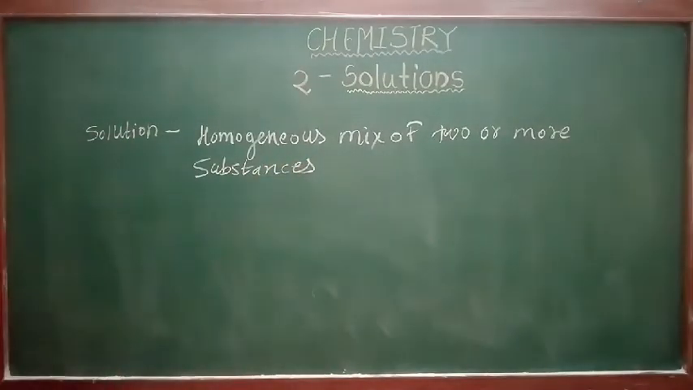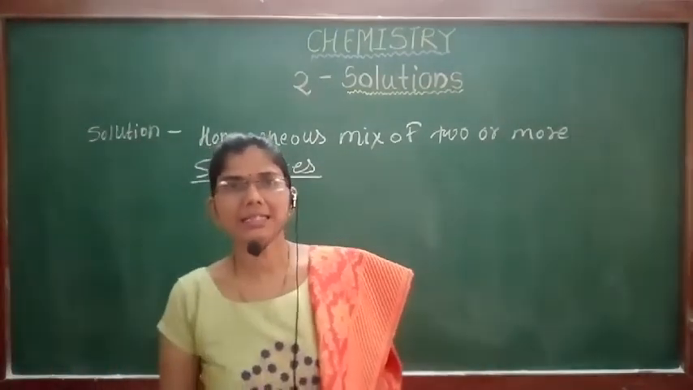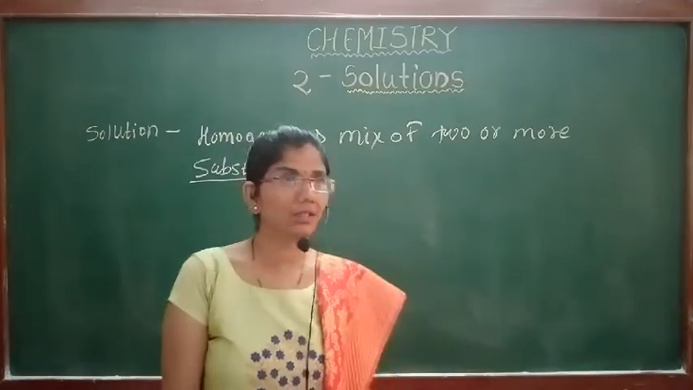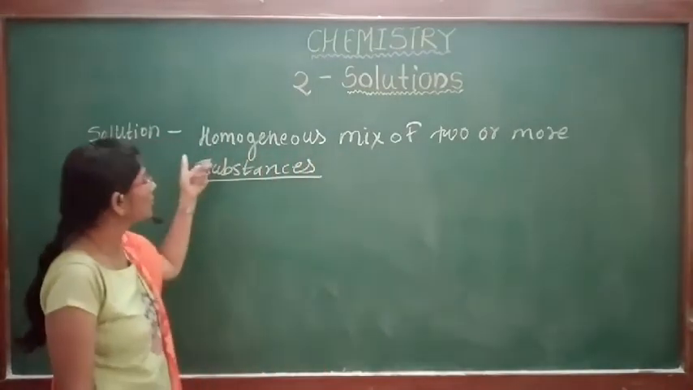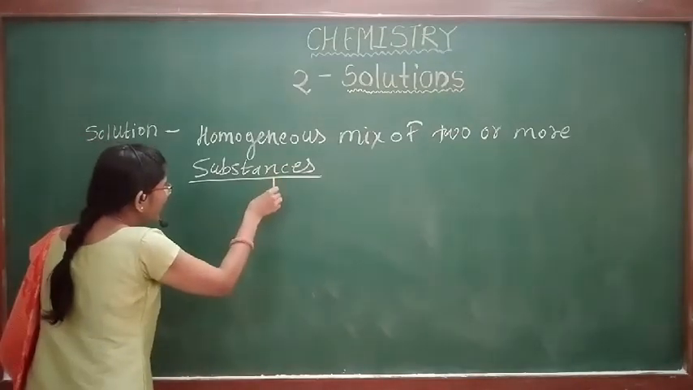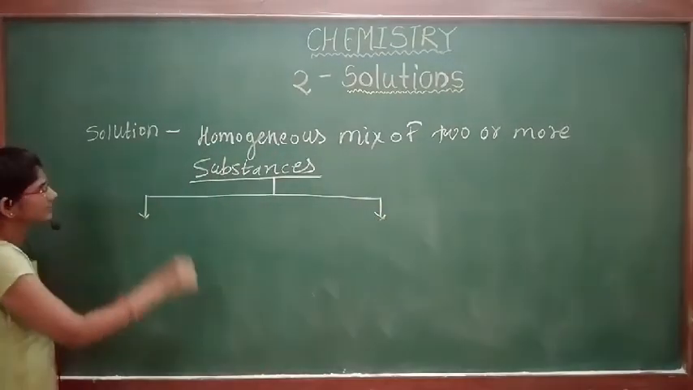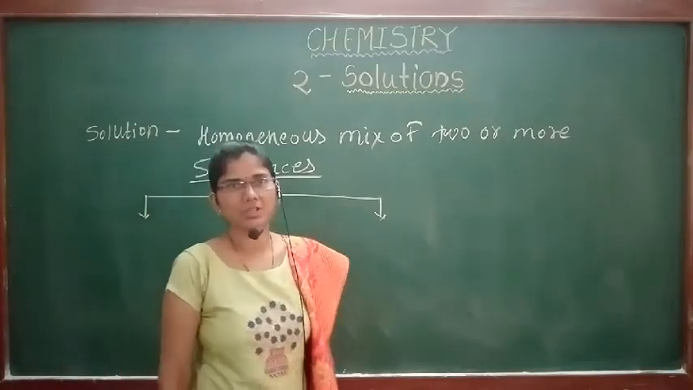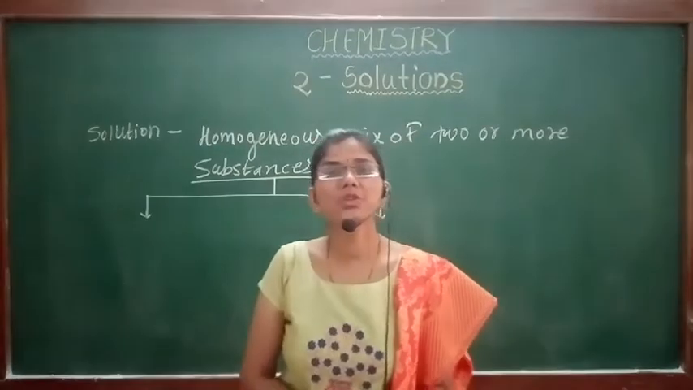So the solution is a homogeneous mixture of two or more substances, and therefore the substances involved in a solution, when it forms a homogeneous mixture, are solute and solvent. A homogeneous mixture of two or more substances means a solution is a homogeneous mixture.